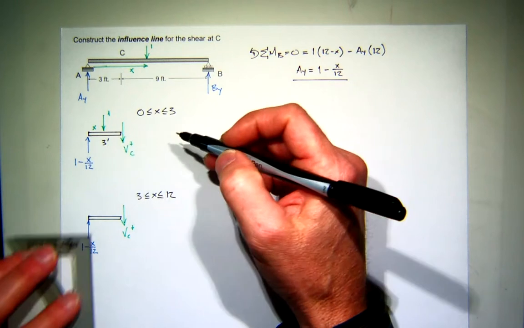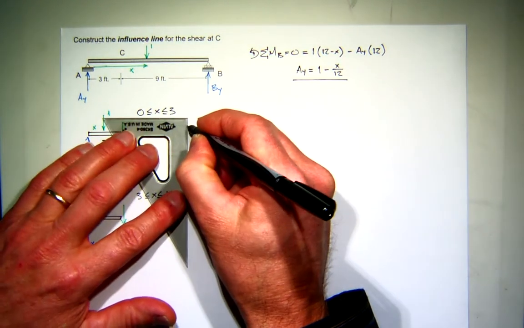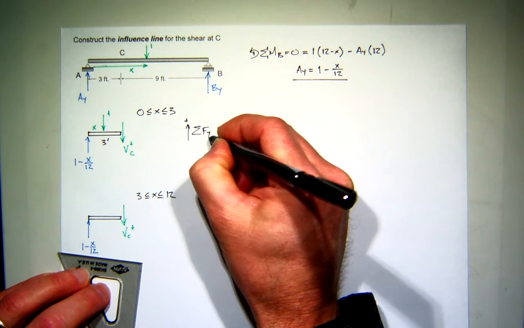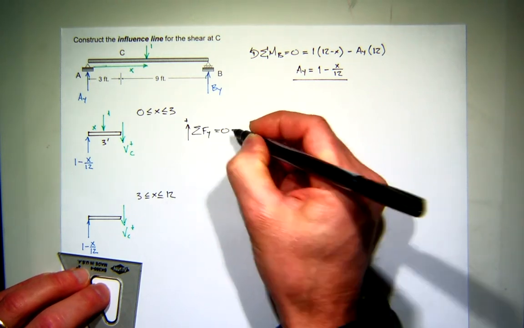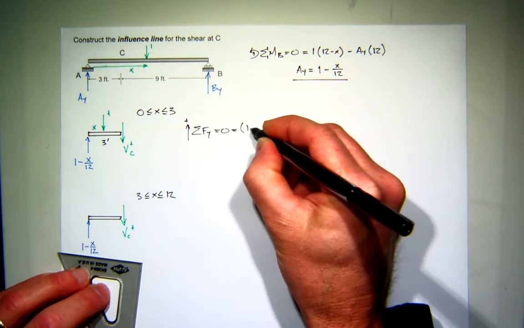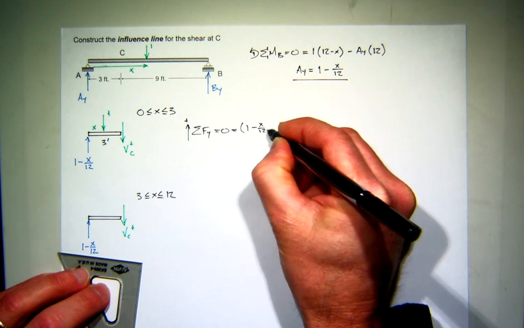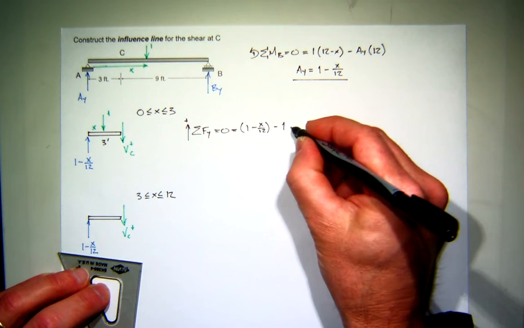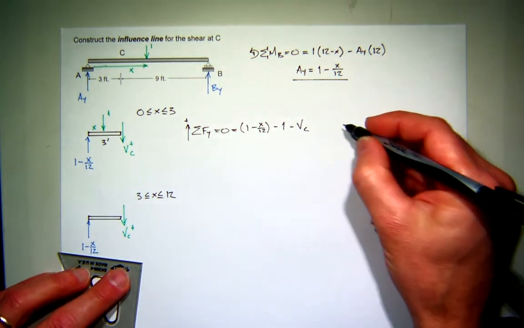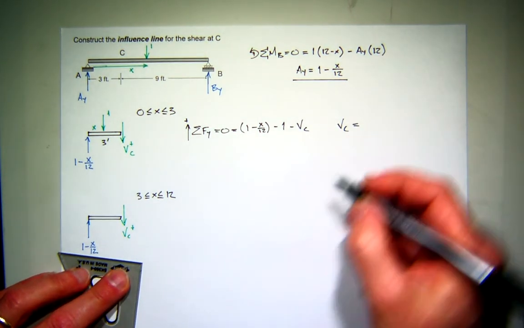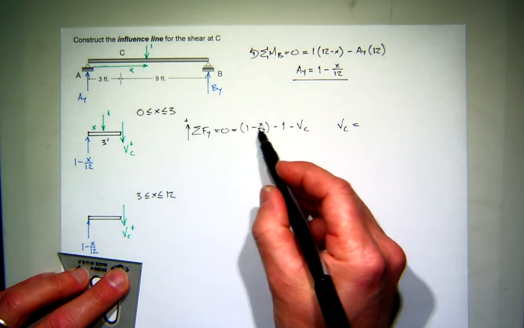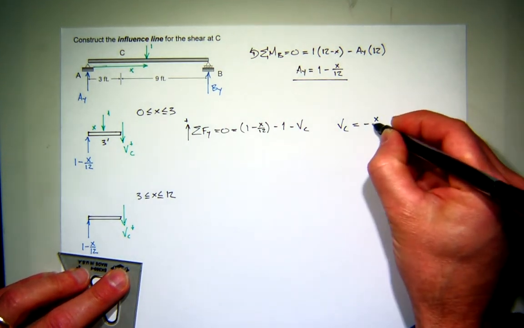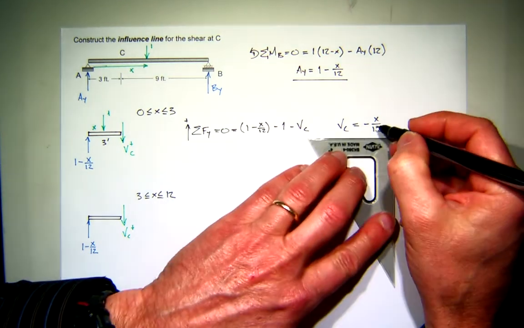To find shear, I'm going to just sum forces in the y direction. I'll assume up is positive. So I have this force acting up. So there's my 1 minus x over 12. That's acting up. There's my minus 1 down. And then there's my shear at C down. So what is the shear at C? Well, it looks like the 1's cancel, right? It looks like I'm just negative x over 12. You see that?